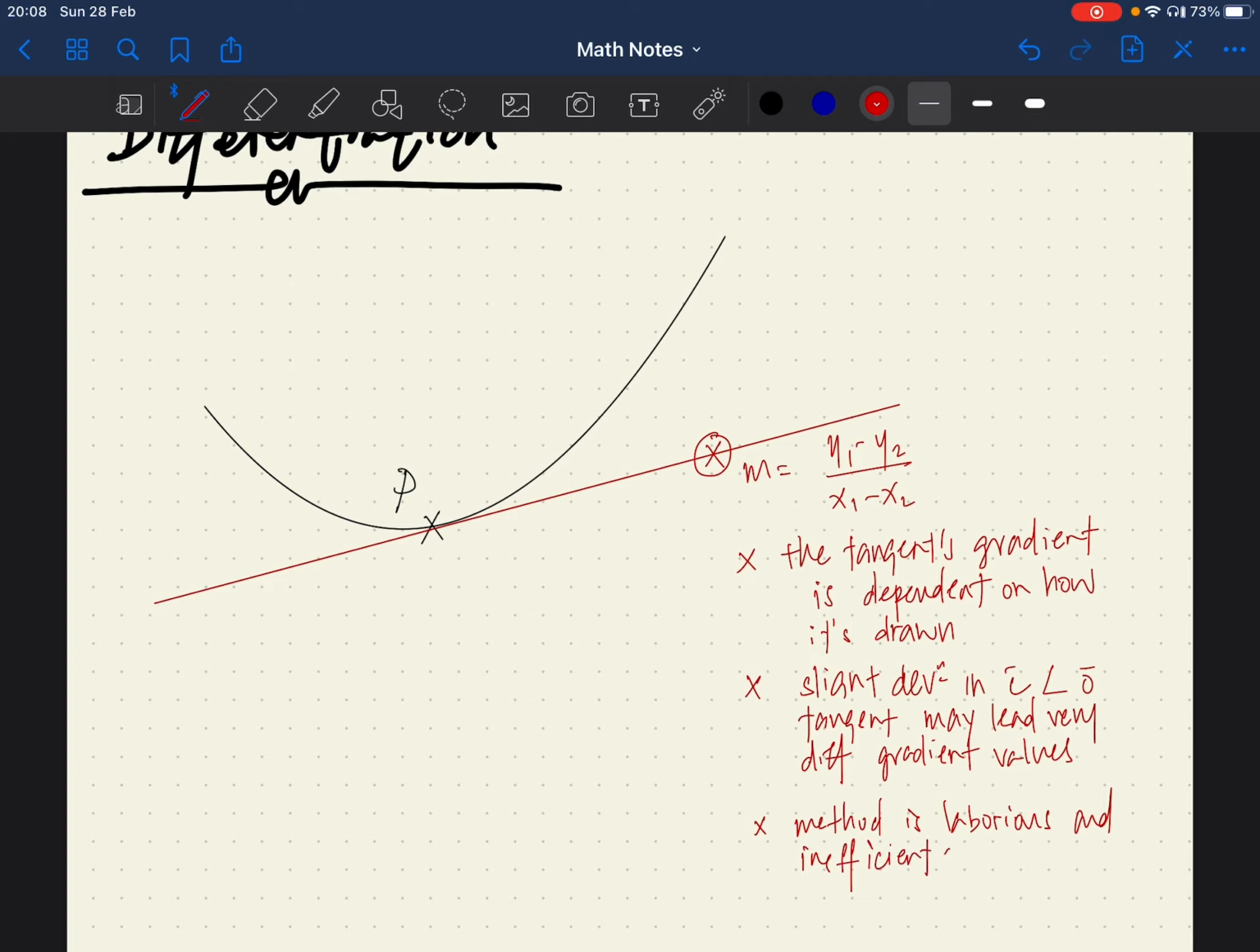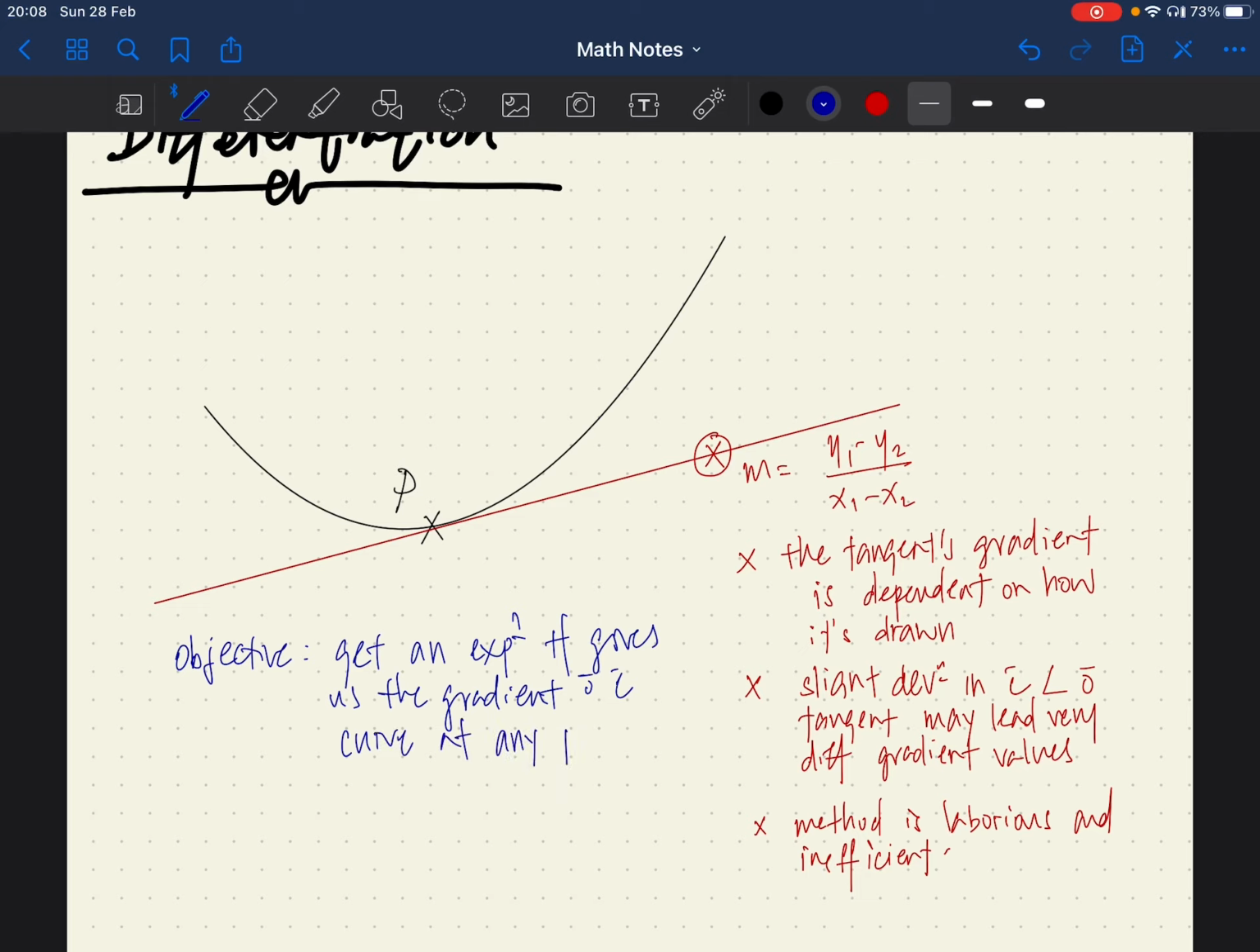What we desire now is a method to get an expression, hopefully, for the gradient of the tangent at any point. So our objective is to get an expression that gives us the gradient of the curve at any point on the curve.